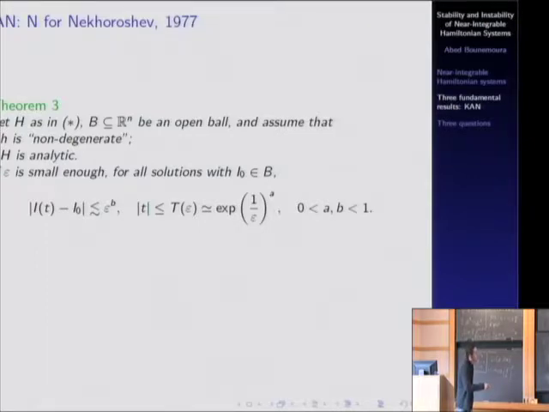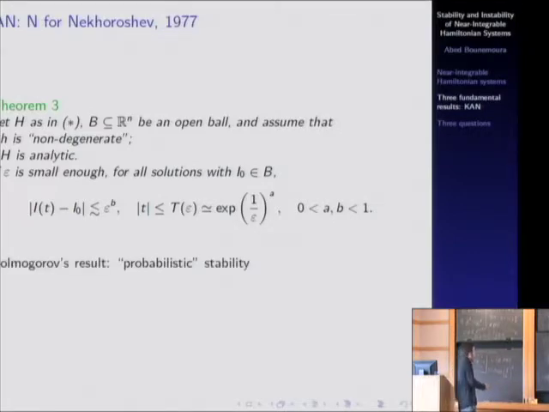So the action moves by at most epsilon to some power b, where b is strictly smaller than 1/2, in fact. This is true for all solutions. But of course, now you cannot have this for all time because of the example of Arnold. But you have this for a very long interval of time, okay? For an interval of time which is exponentially large with respect to the inverse of epsilon, with some exponent a.